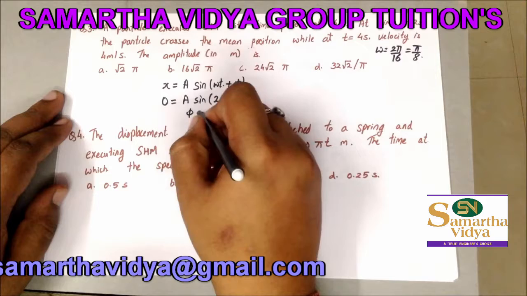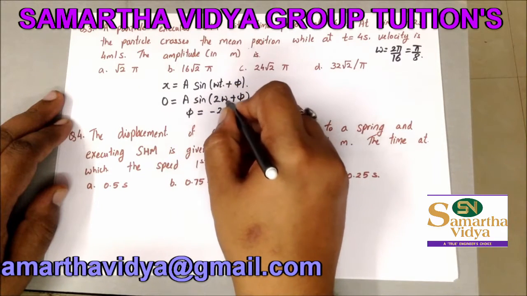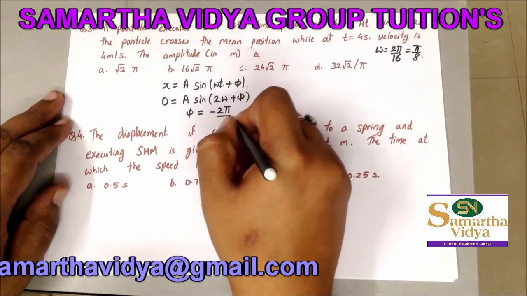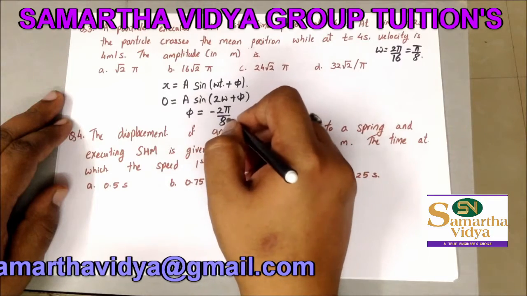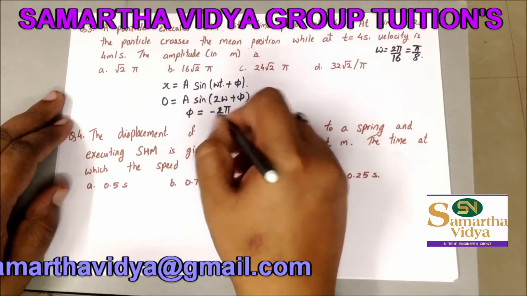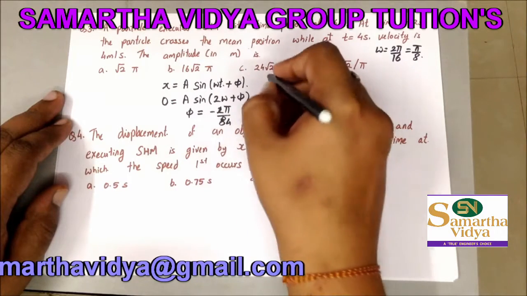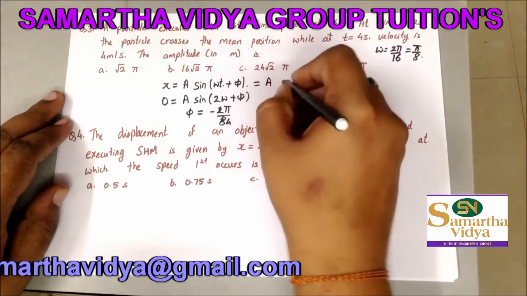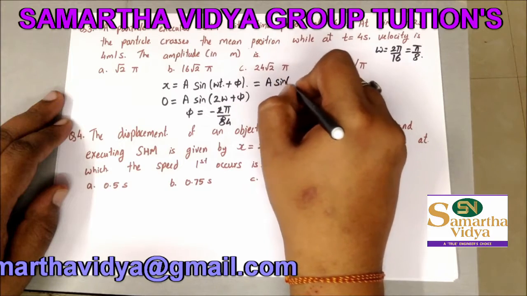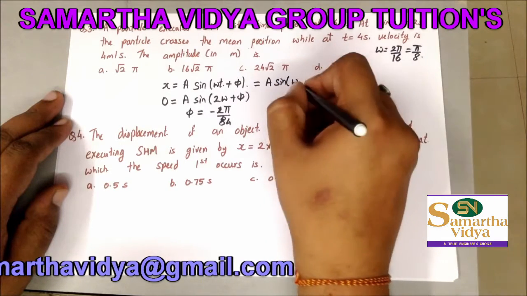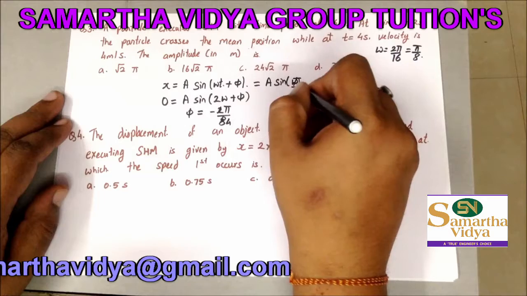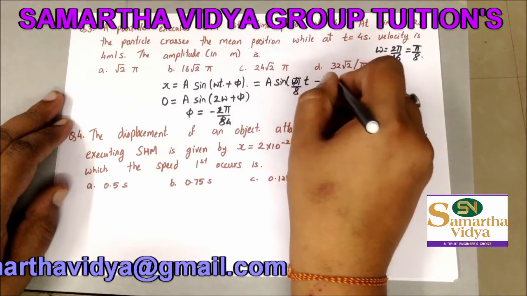So from this I'll be getting my phi as minus 2 omega, and omega we have found is pi by 8. So this becomes minus pi by 4. So we have found what your phi is, and you can just substitute in x. So x becomes A sin(omega t plus phi). Omega we can substitute, that is pi by 8 t minus pi by 4.